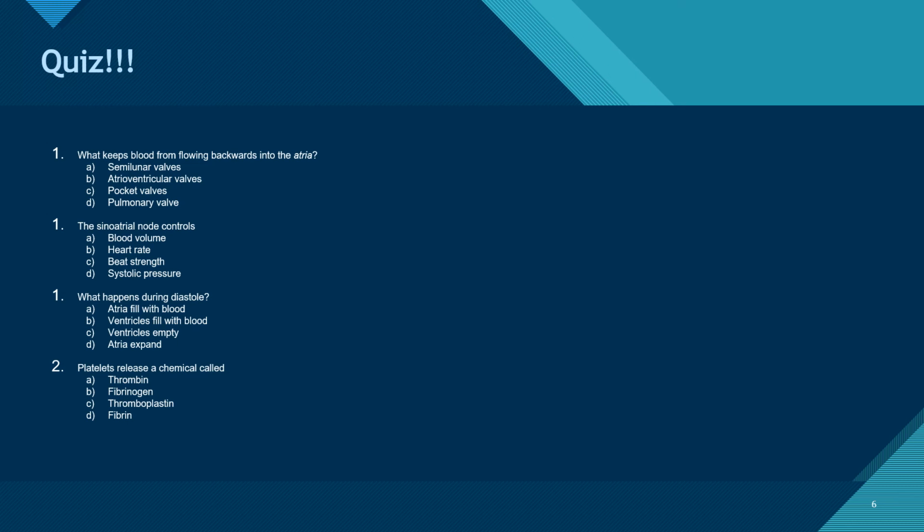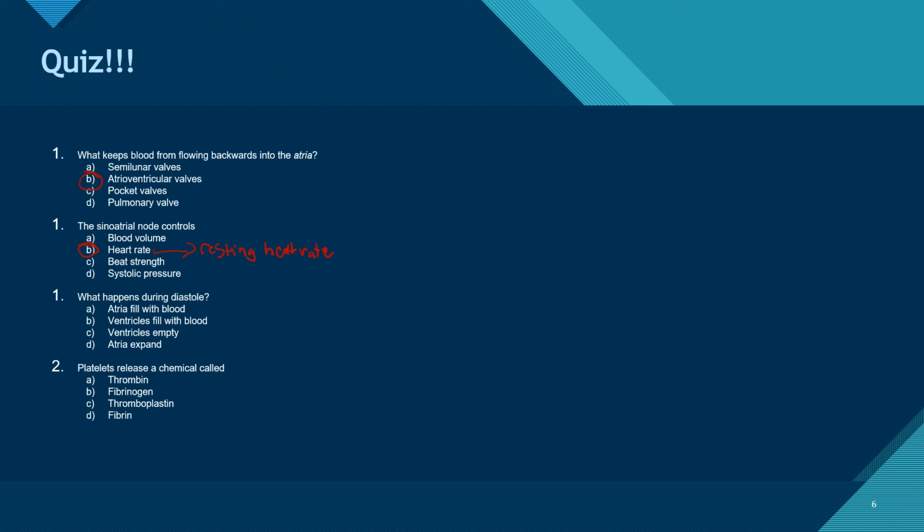Okay, what keeps the blood from flowing backwards into the atria? I don't have a diagram handy here, but if you were to look at a diagram, you would see that it's the atrioventricular valve that keeps that backflow, if you think of valves like that. And then the sinus node controls our heart rate. If you go back to that lesson, it's specifically our resting heart rate. Remember, we called it the pacemaker.